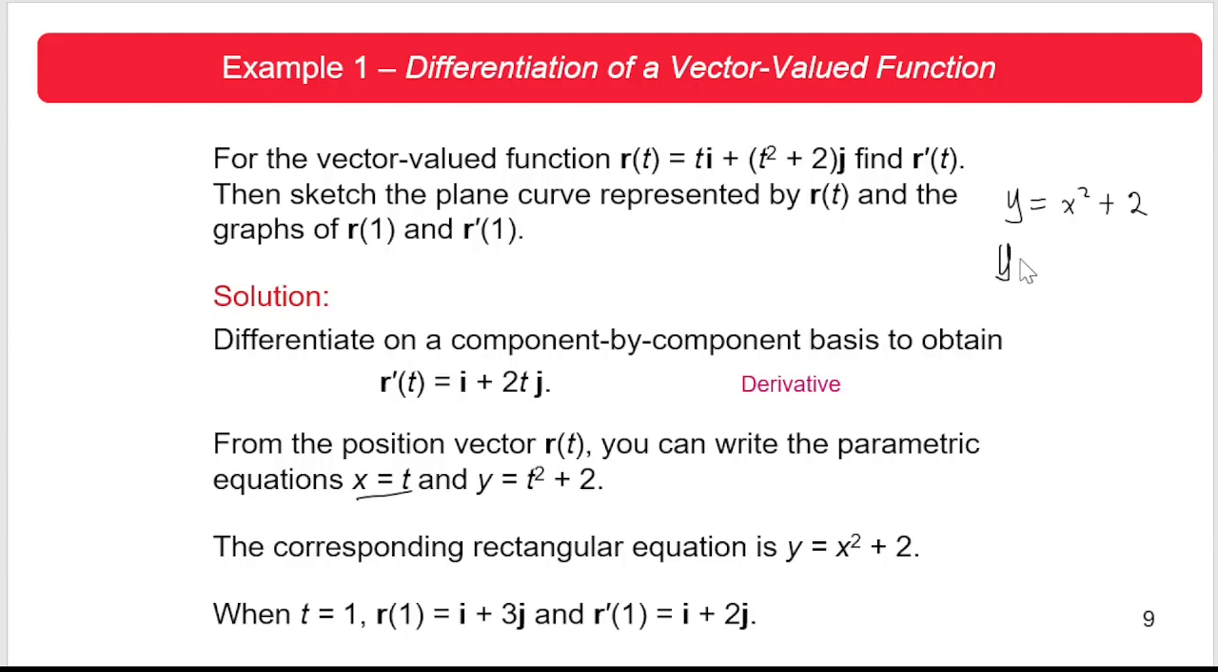Okay, so this is the corresponding rectangular equation. In standard form, you can write this as y minus 2 equals x squared. So this is a parabola with vertex at (0, 2), and this opens upward.